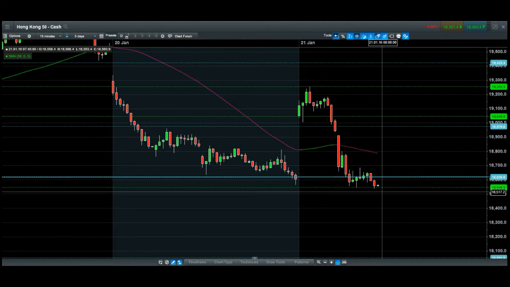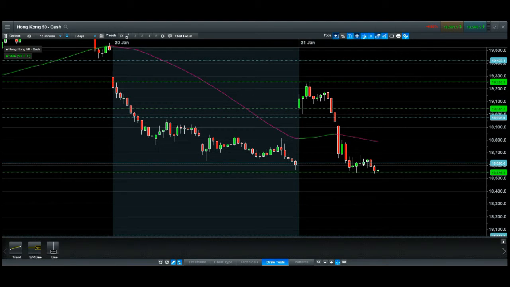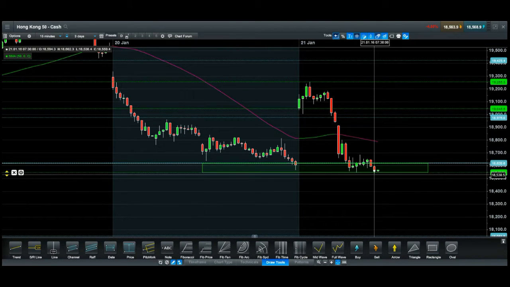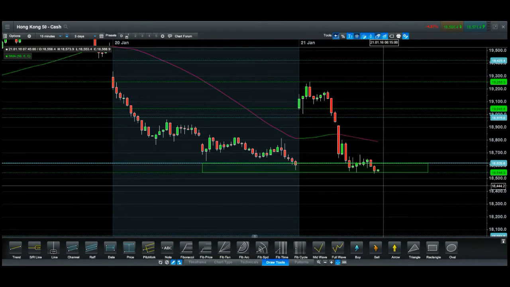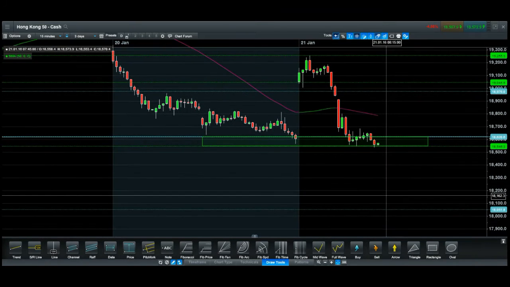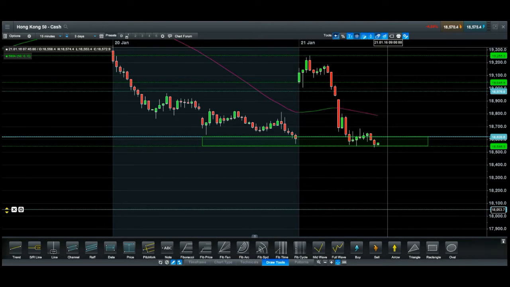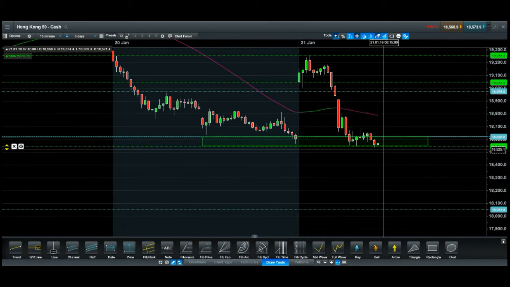Okay, so at this point, there's a struggle. It's forming a support zone. If this zone breaks, the index should tumble down further. 18,051, this month support here. So I'm trying to capture it in 2-minute trading.